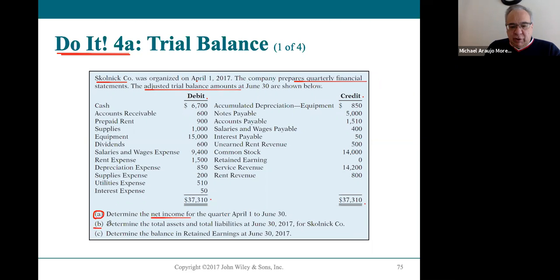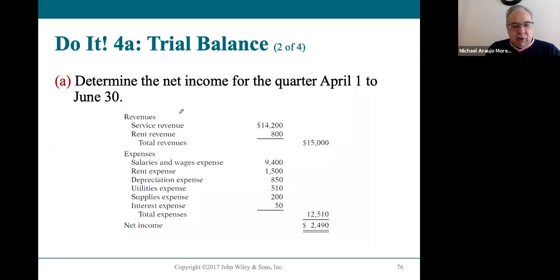Then it wants you to determine total assets and total liabilities. I would have much rather just done a balance sheet. And here they want you to determine what the retained earnings balance is. Again, I'd much rather have them assign you a retained earnings statement, because technically all three of those statements will give you what you need to do. So net income is the very first statement. So we're simply doing an income statement.